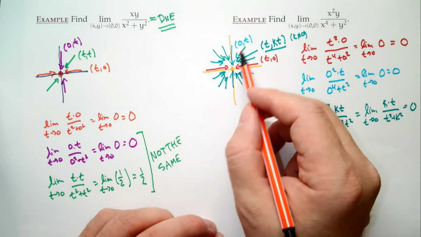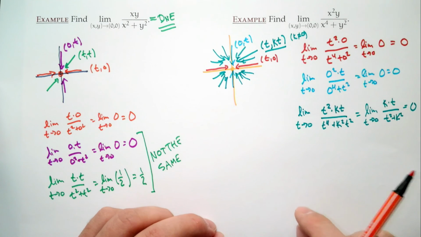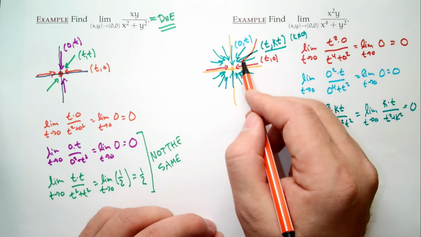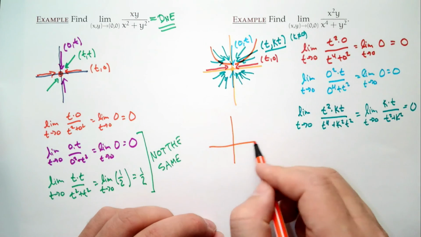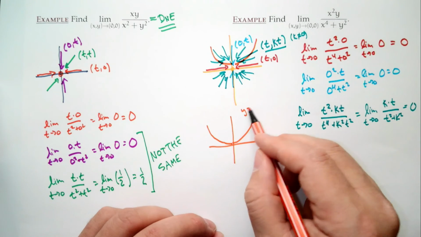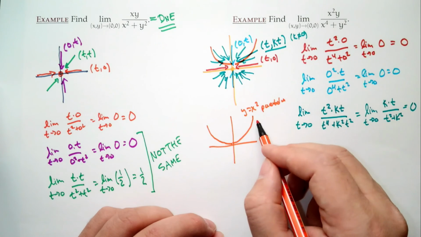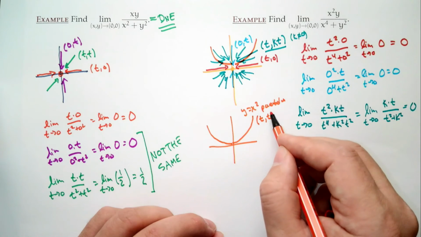I'm not going to come along in a straight line. You can kind of see that we were getting dangerously close. If k was 0, we would run into maybe a little bit of trouble here. So what we're going to do is approach along a parabola. In particular, we're going to approach along the y equals x squared parabola. So the way you parameterize that, you set x equal t, and y would be t squared.